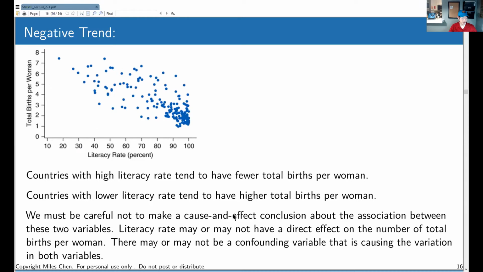The negative trend, on the other hand, goes in the opposite direction. So we're looking at different countries, and it might even be across time. I'm not 100% sure, but we're looking at the literacy rate and total births per woman. What we see is, when a country achieves 100% literacy rate or something very close to it, in general, there tends to be fewer total births per woman.